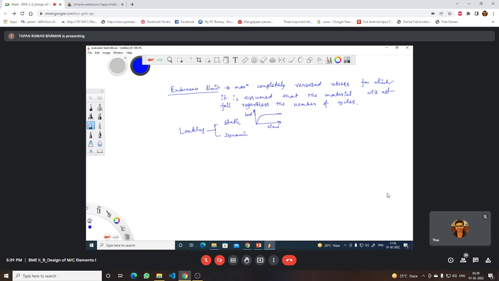But for dynamic loading, it may change like this. It may be like this. And under dynamic loading, we may classify dynamic loading into, say, impact loading, which we also call shock, impact load or shock load. And another one is called fatigue.